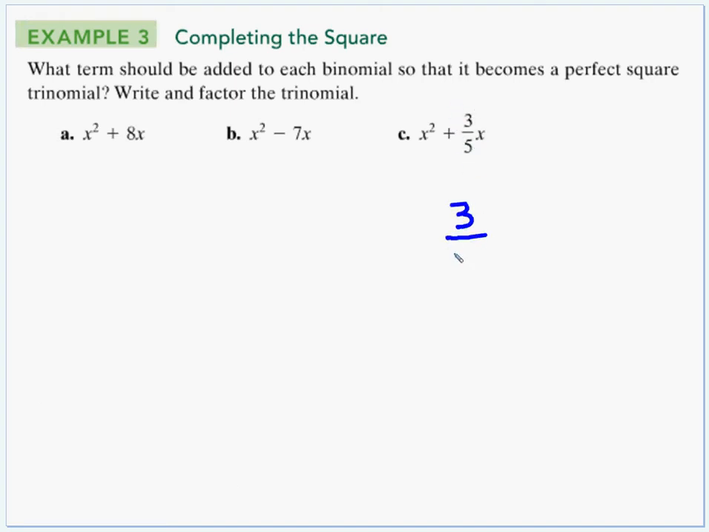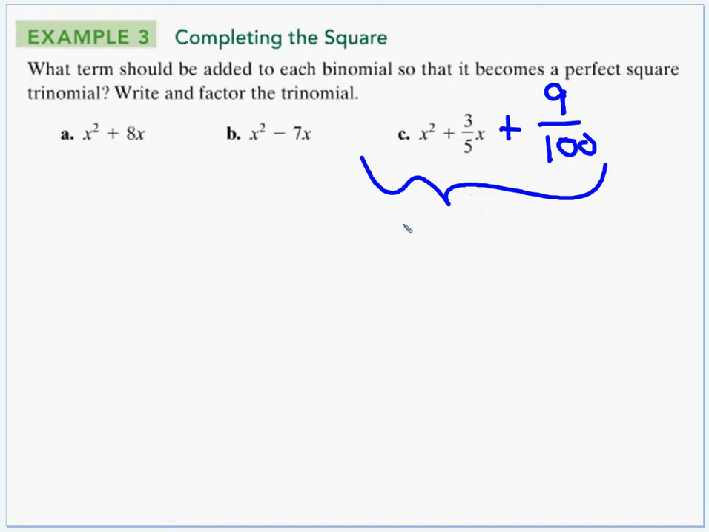If we cut that fraction in half, it'll be 3/10. And then remember to make this a perfect square trinomial, we would add that quantity squared to each side. So square the numerator into a 9, square the denominator to 100. So if this was our quadratic equation, we could rewrite it as x plus 3/10 quantity squared.